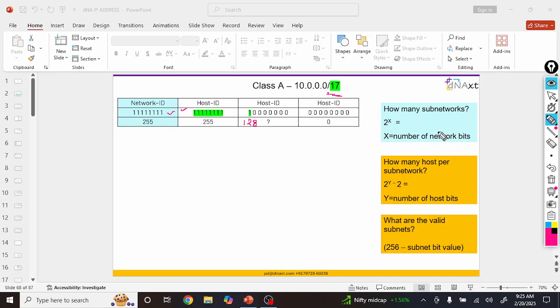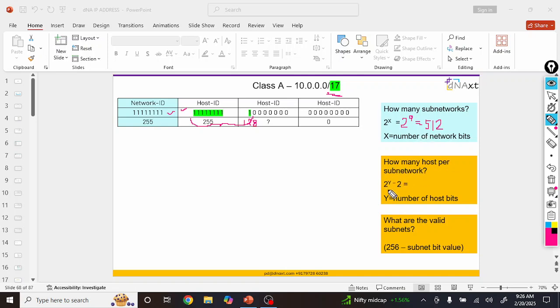Now let's calculate how many subnetworks we will get by the formula 2 to the power x, where x is the number of subnet bits. We have 9 subnet bits over here, 8 of the second octet and 1 of the third octet. So 2 to the power 9, that means 512 subnetworks we will get over here. 512 subnetworks.